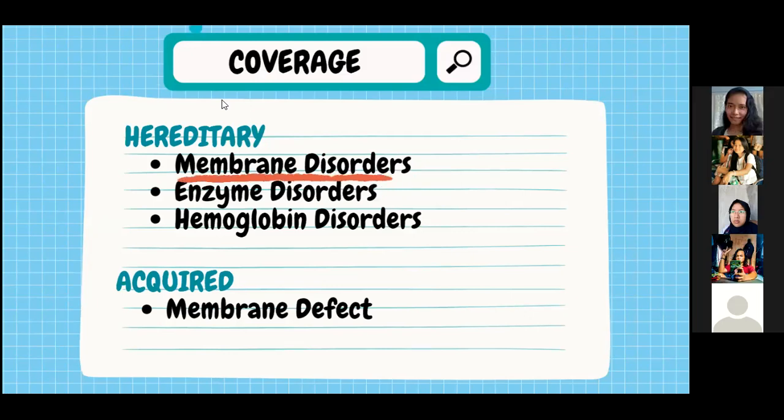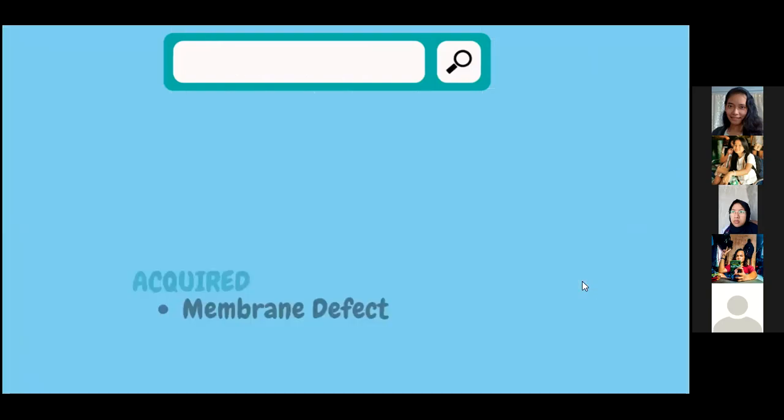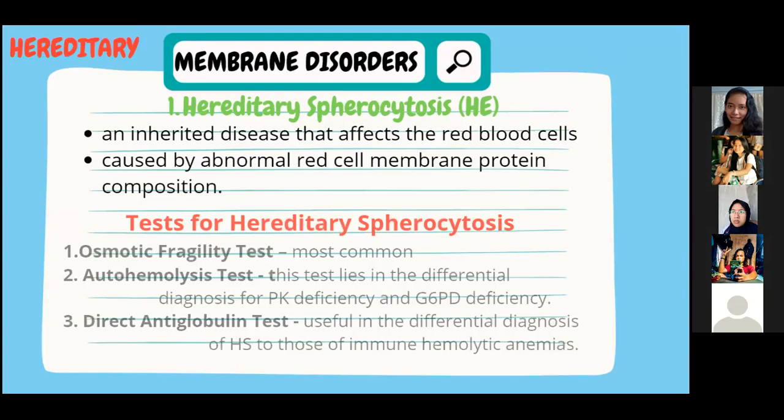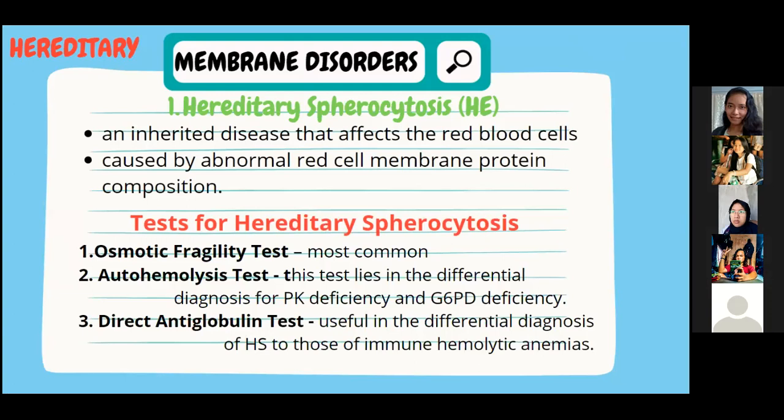Good morning. I'm here to discuss the membrane disorders, which are hereditary. Let's proceed. Okay, the first one, we have the hereditary spherocytosis. But before that, let me just give you a little introduction about the membrane disorder. So membrane disorder is a disorder of the erythrocyte membrane.